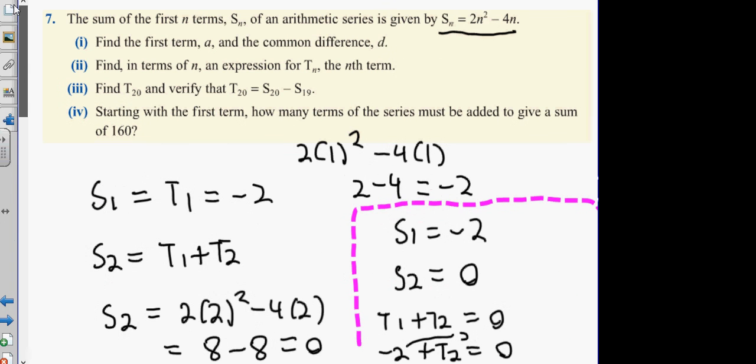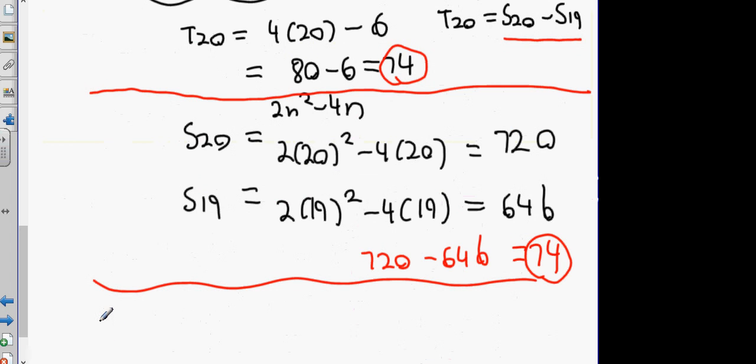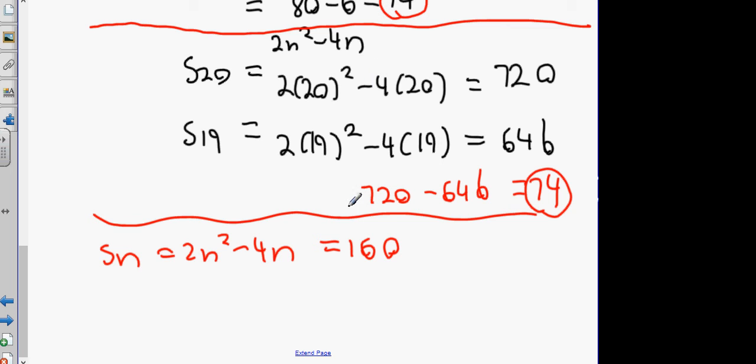Finally, the last part: how many terms of the series must be added up to give a sum of 160? Is that Tn or Sn? Sn equals 160. Sn is 2n squared minus 4n, and this has to equal 160. This is a quadratic equation. Bring over the 160 and you get 2n squared minus 4n minus 160.